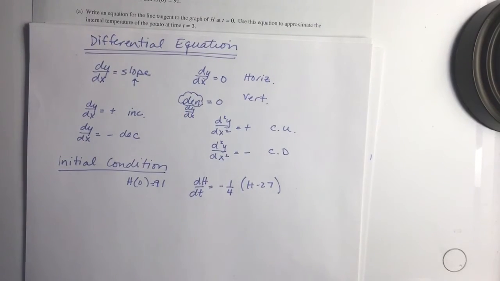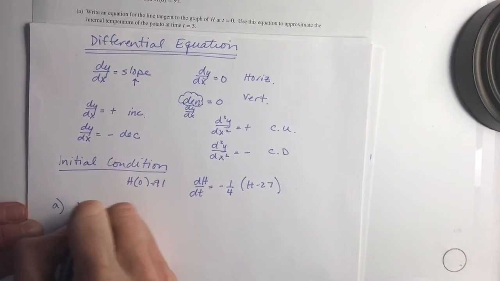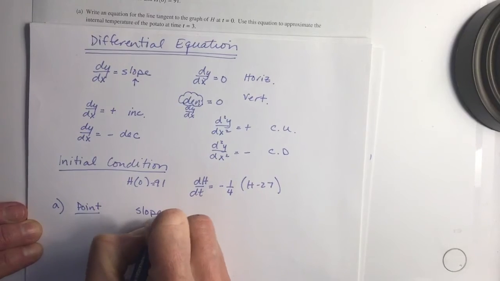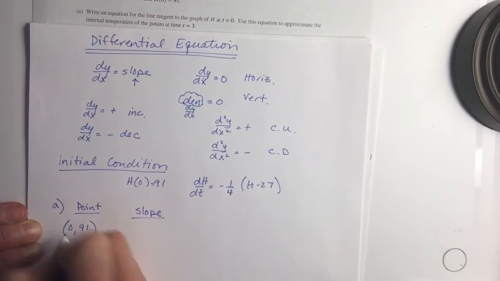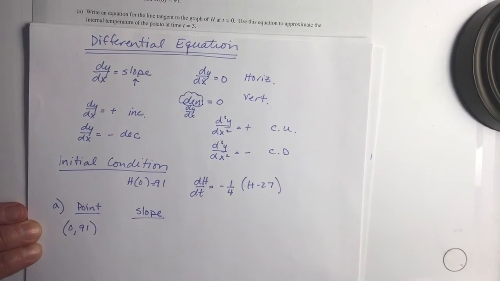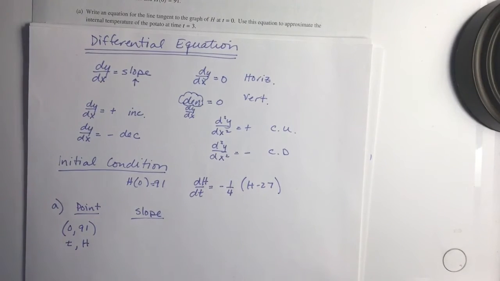Write an equation for the line tangent to the graph. Equation for the line, what do we need? I know you yelled that out. You said a point and a slope. They gave us the point, (0, 91). And instead of x and y, this is where we get all confused, we're using t and H. Very strange, right? But we can still use y and x if you want. It doesn't matter. You can write it either way.